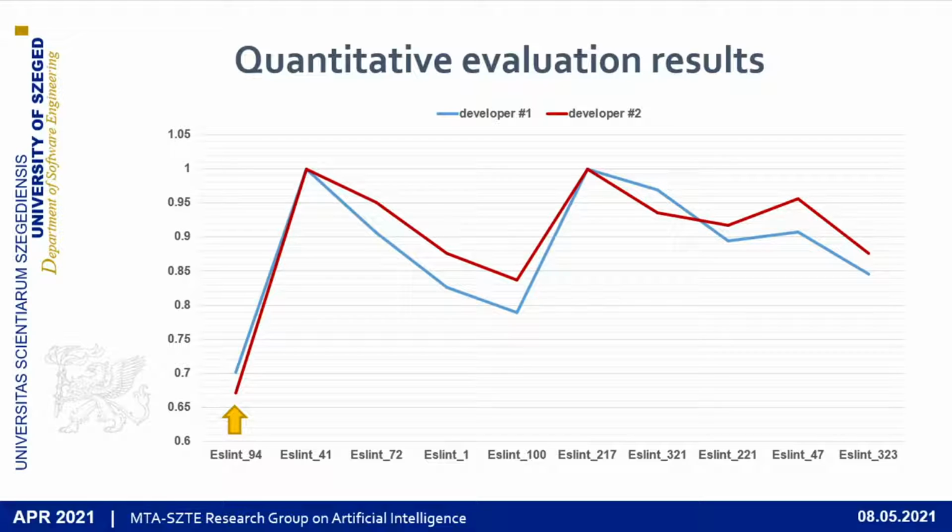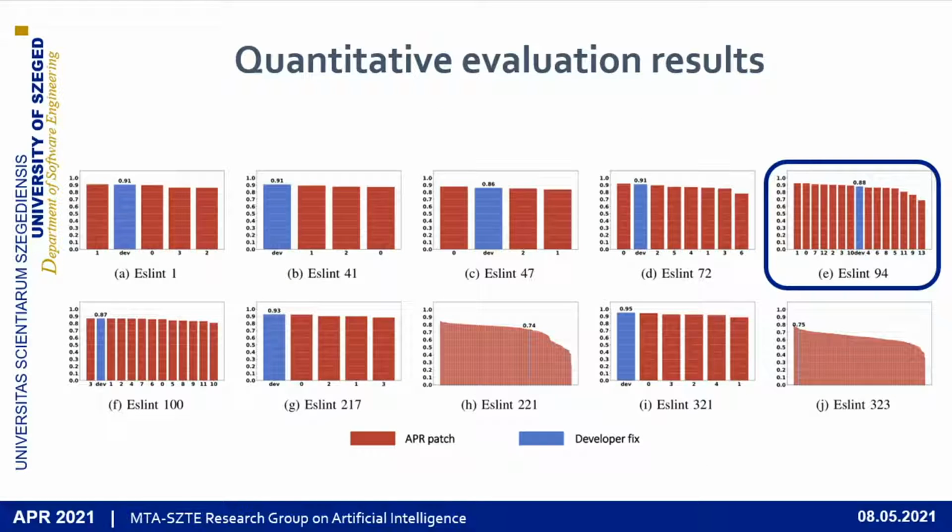The NDCG metric value reached its lowest point at the SLIN 94 bug. Let us examine this from another perspective. If we take a look at subplot E, we can see that indeed Doc2Vec failed to rank the developer fix at the top of the list.